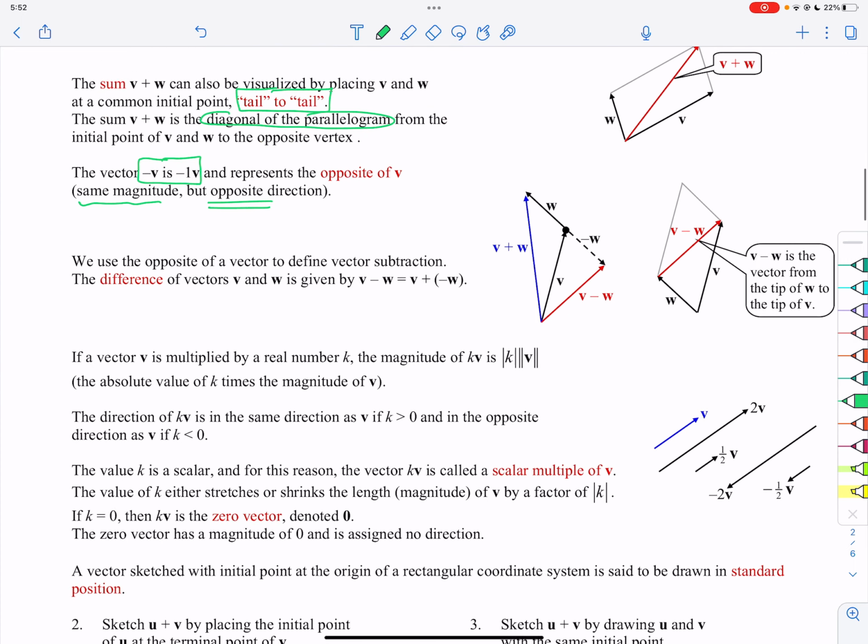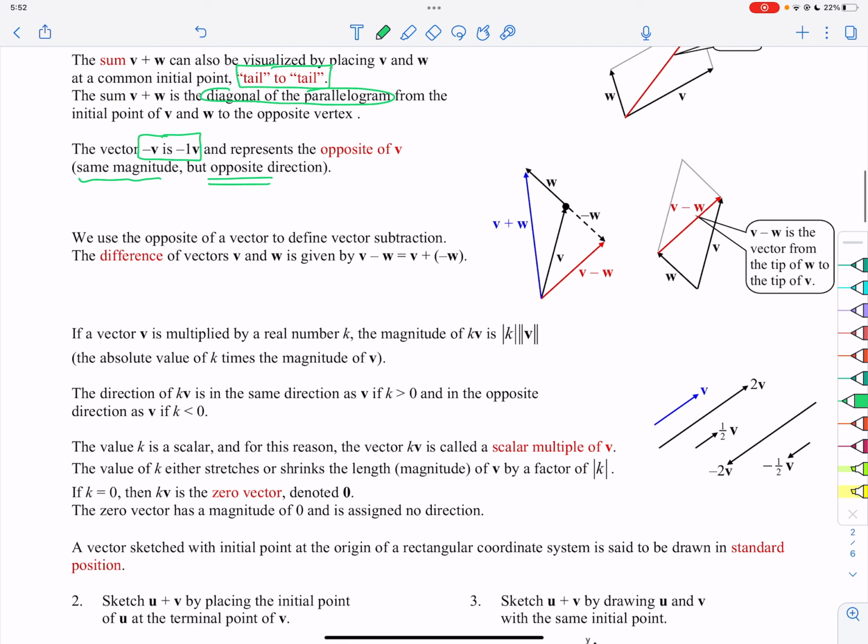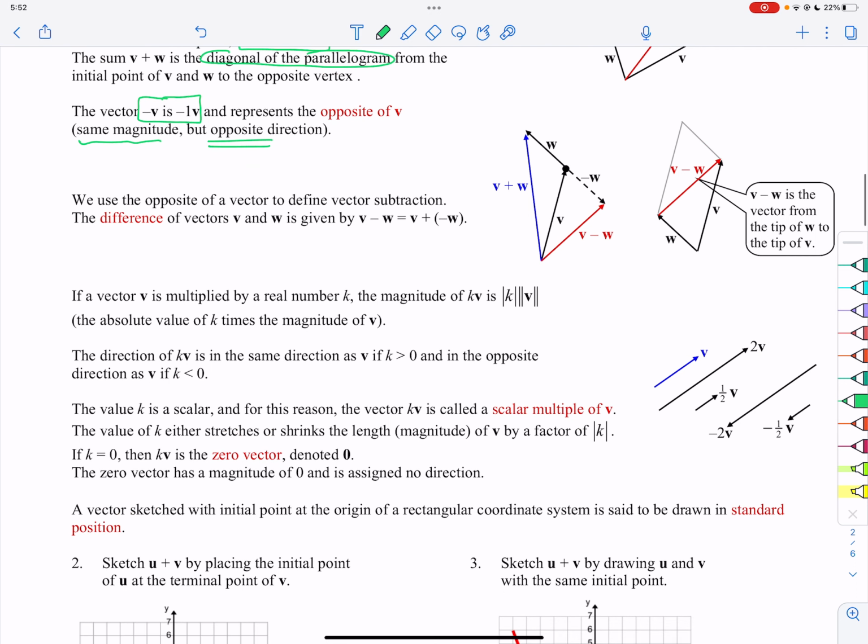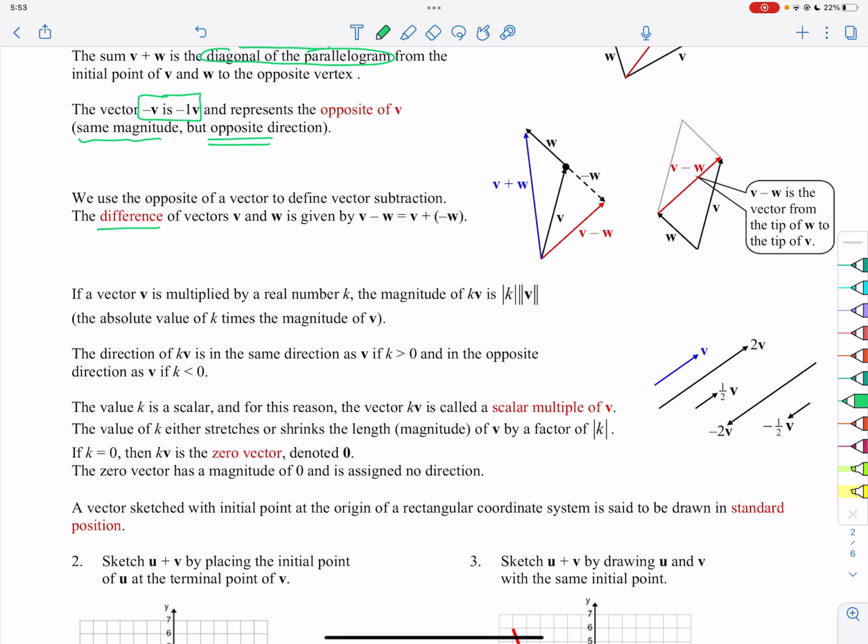If we do use the opposite direction of a vector, we can define that as subtraction. So the difference of vectors V and W is given as V minus W is V plus the opposite of W.